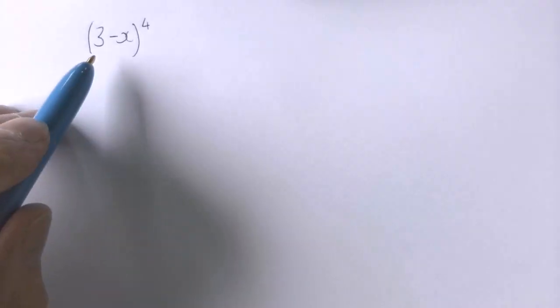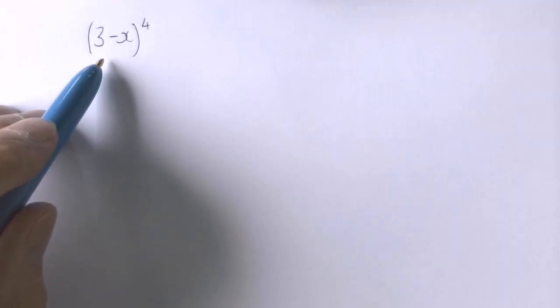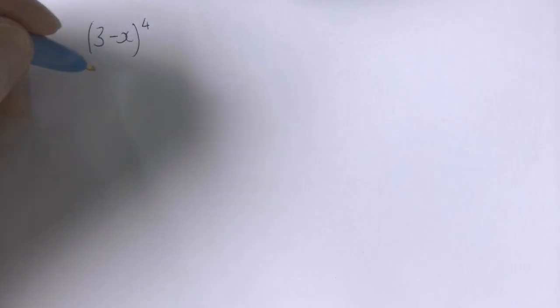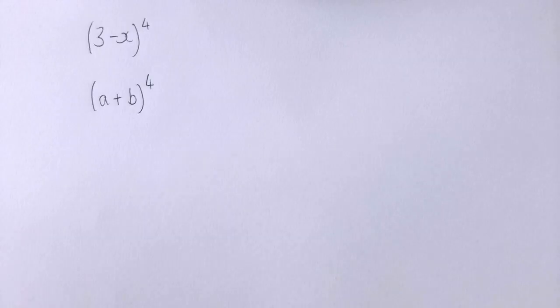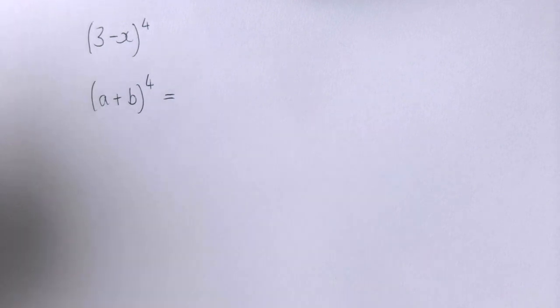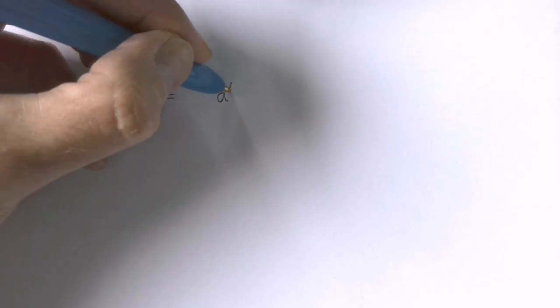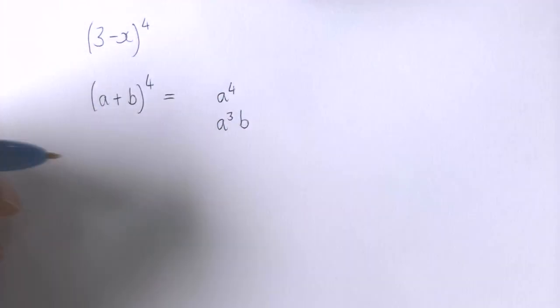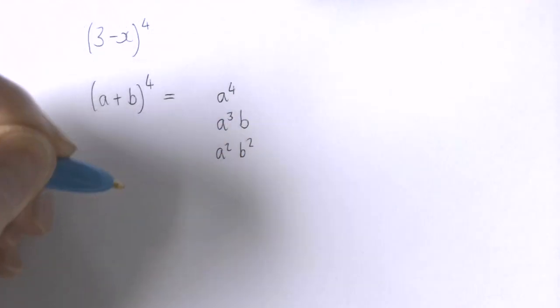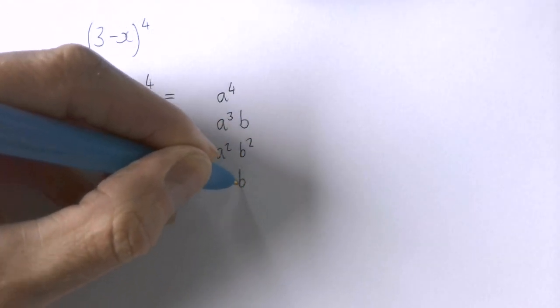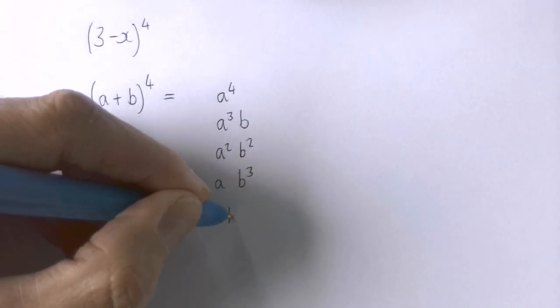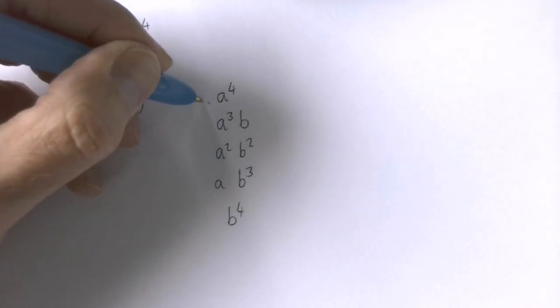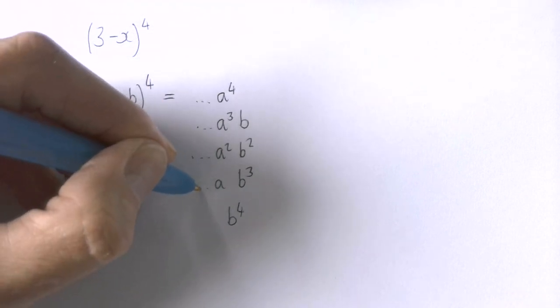Anyway, if we're asked to expand this, the good news is we don't need to do it the long way. We don't need to grid it out. You just need to remember that we start with this, which is predictable. The expansion of this, if we did do it the long way, would have a term with a to the power of 4, a term with a cubed times b, a term with a squared, b squared, a term with just a and b cubed, and a term with b to the power of 4. And each of those terms would have a coefficient.